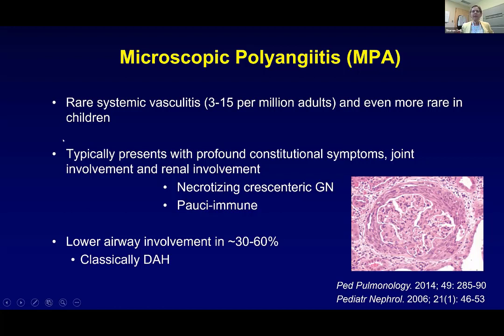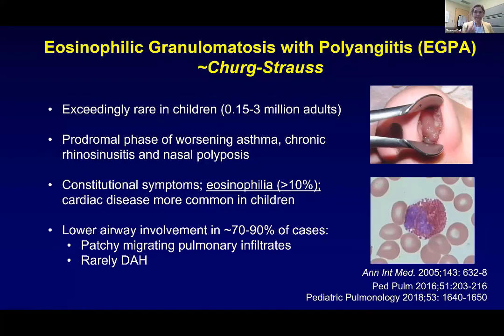It's interesting, the pattern of presentation here, because the most common mode of presentation of MPA in children is with isolated renal disease. In adults, it's often a combination of pulmonary and renal disease. But we also see children who present with, certainly they have the diffuse alveolar hemorrhage and the autoimmune profile of microscopic polyangiitis, but no renal involvement.